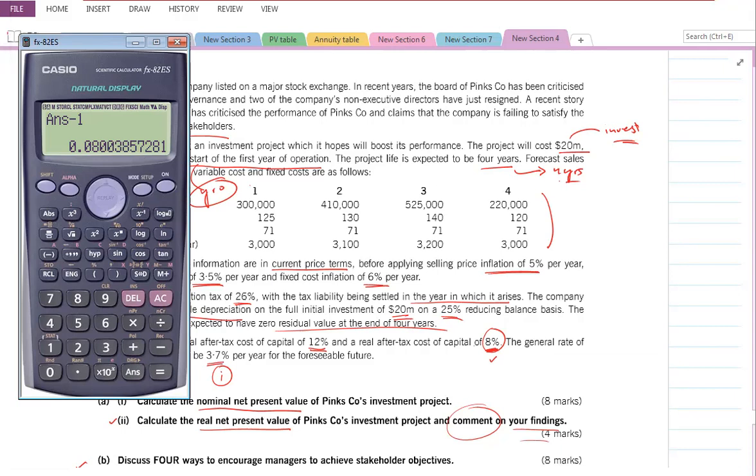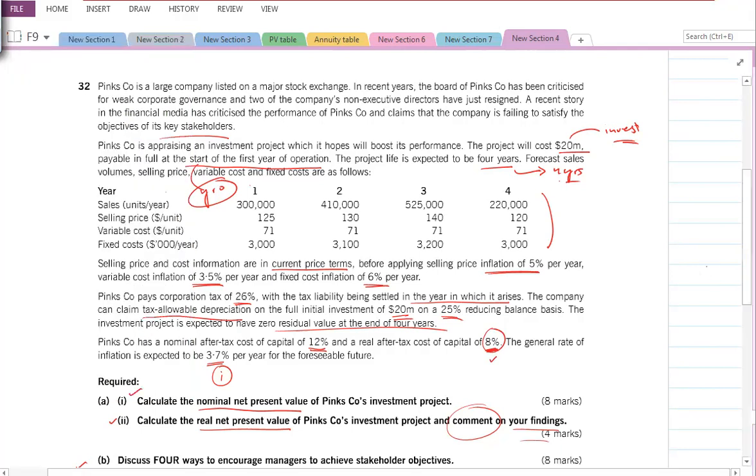In examination, of course, you'll be using 8%. You don't have to calculate this figure because it's already given to you, right? Just to get the same answer. That's why we are doing it. Otherwise, you don't have to do it, right? So this is basically the question. Now we are going to do the question in Excel, okay?